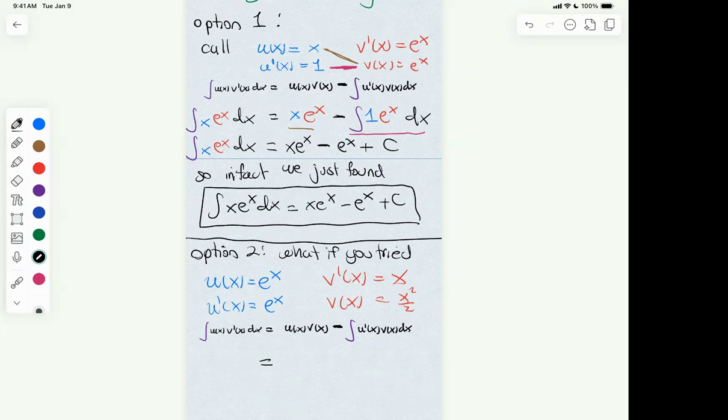The way this works, in terms of a diagram, is you multiply this diagonal, and then you subtract the integral of the product of the bottom row. So if you multiply the diagonal, you get e to the x times x squared over 2, minus the integral. What is u prime? U prime is e to the x, and then v of x is x squared over 2.